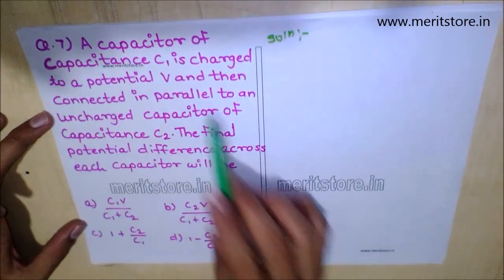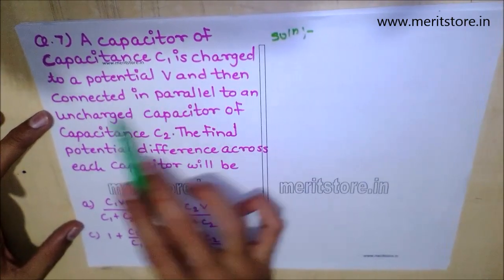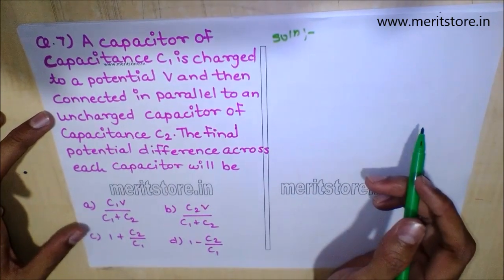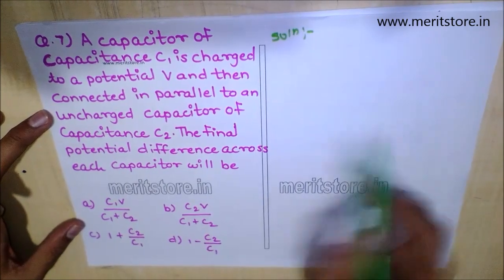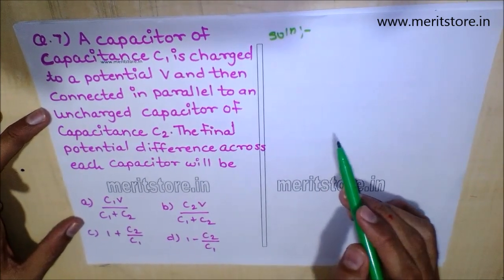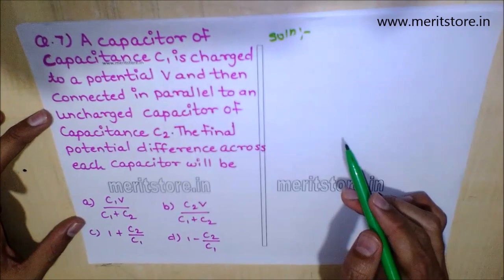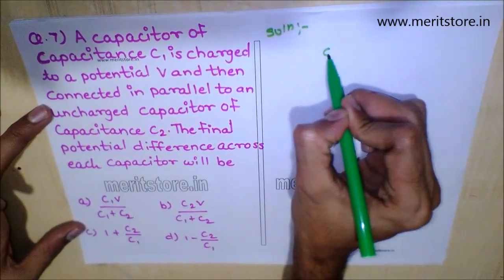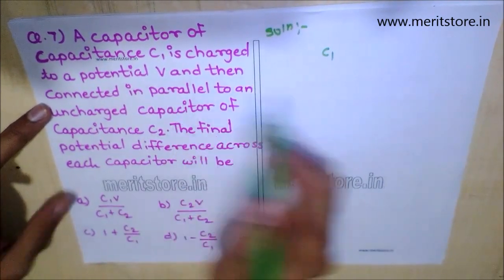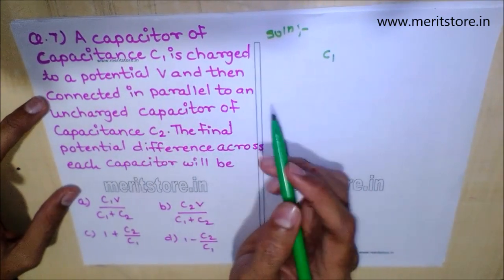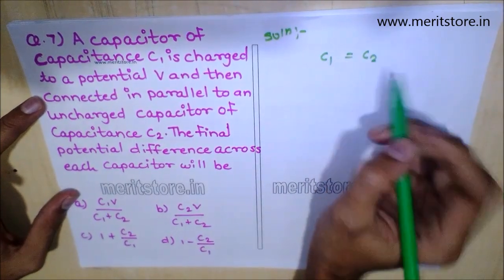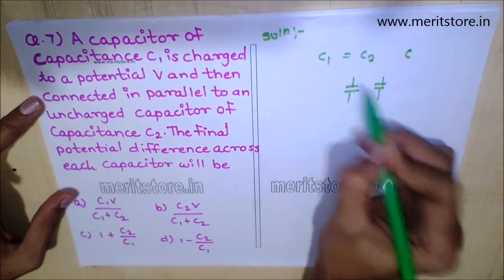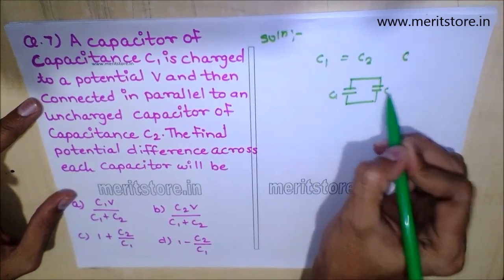Number 7. A capacitor of capacitance C1 is charged to a potential V and then connected in parallel to an uncharged capacitor of capacitance C2. The final potential difference across each capacitor will be C1V upon C1 plus C2, C2V upon C1 plus C2, 1 plus C2 upon C1 V, or 1 minus C2 upon C1 V. So basically we have a capacitor C1 which is charged to a potential V, and then it is connected in parallel to a capacitor C2. Both are connected in parallel, one is charged and another is not charged.